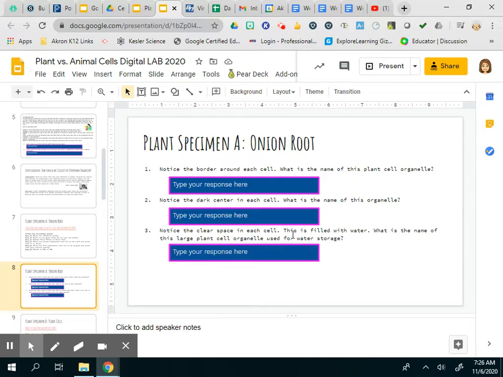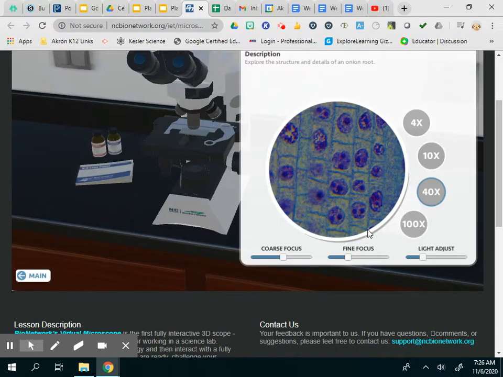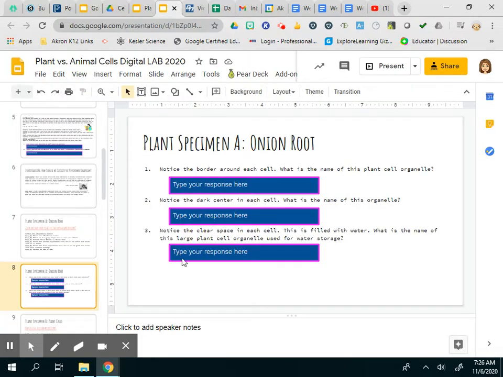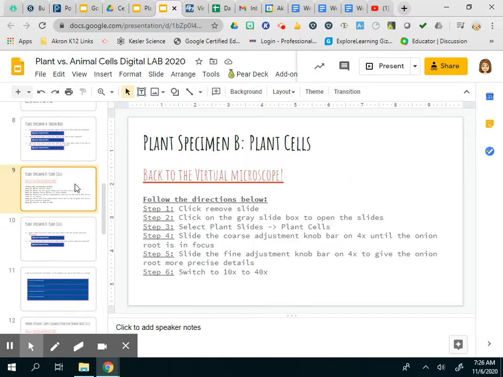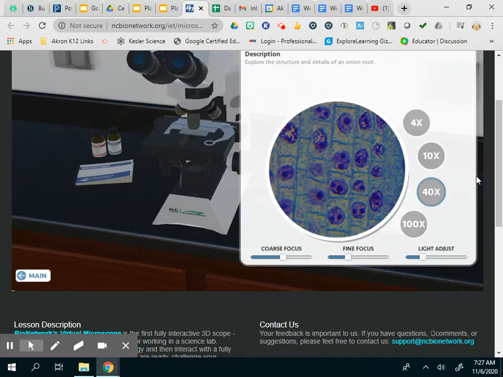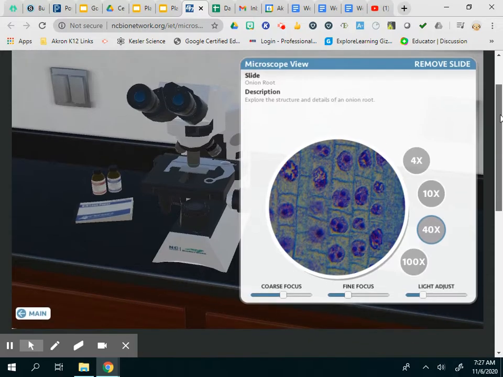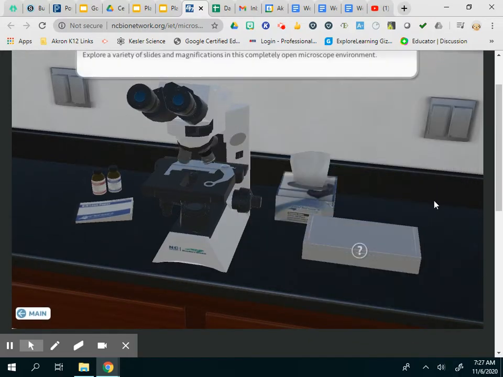Notice the clear space in each cell. This is filled with water. What is the name of this large plant cell organelle used for water storage? So you can see that it's clear in some of these areas, and there's something there. So you're going to name that structure. And then we are going to take the slide off, and we are going to pull out the onion root. So we're going to remove the slide.